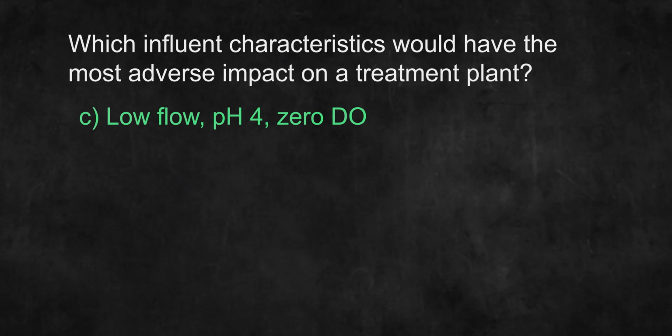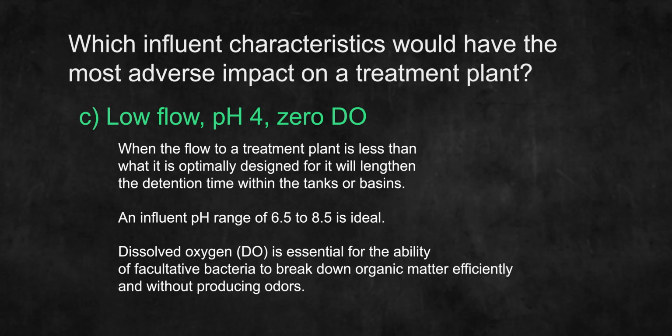The answer is C. Low flow, pH of 4, 0 DO. Influent characteristics are the physical and chemical properties of wastewater that enter a treatment plant. Although each of the choices in this question had at least one characteristic that will impact the treatment plant negatively, choice C has 3 negative characteristics, which makes it the correct answer. Let's analyze each one of these.